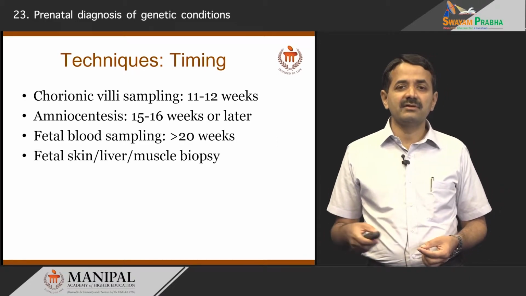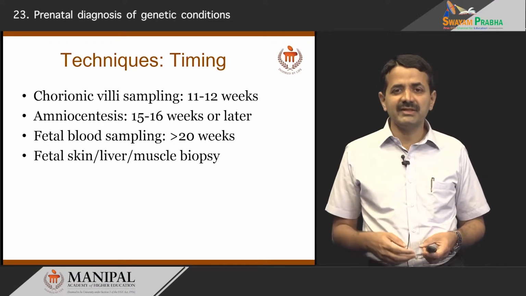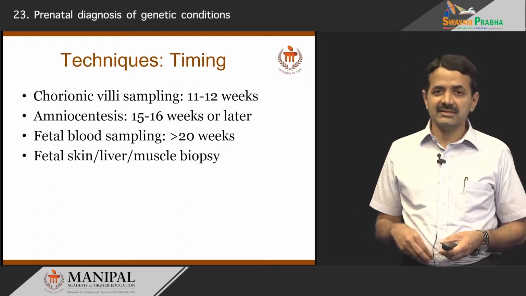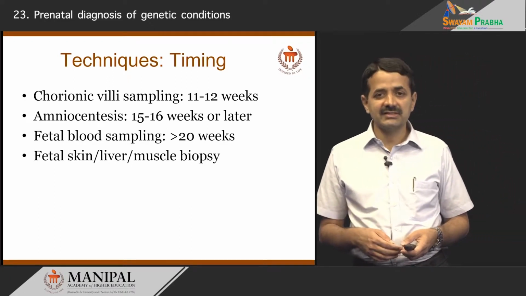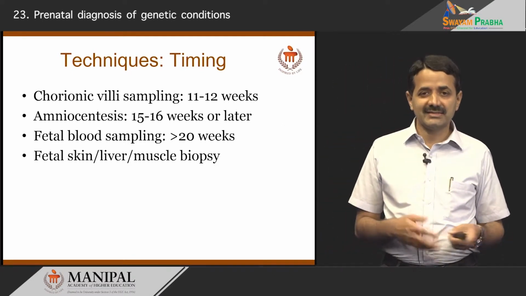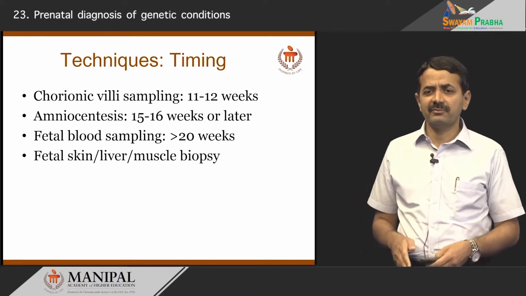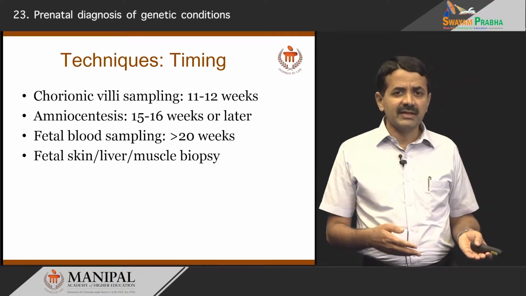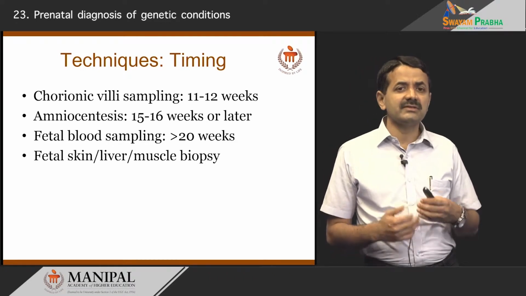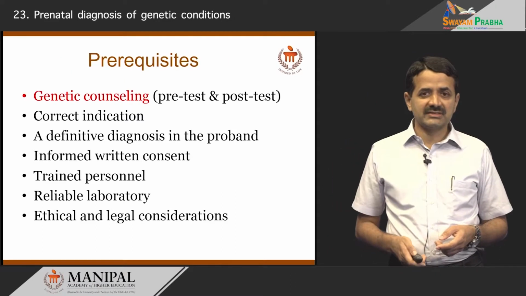Fetal skin, liver or muscle biopsy, fetal blood sampling and fetal tissue sampling are rarely used nowadays, because we have earlier techniques like chorionic villus sampling and amniocentesis, and we have better molecular testing facilities which can be done as early as 11 weeks. So, we do not wait for fetal blood sampling, that is usually reserved for people who come later in gestation. Skin, liver, muscle biopsy indications are becoming fewer, because these can be studied by taking fetal DNA through chorionic villus sampling or amniocentesis.